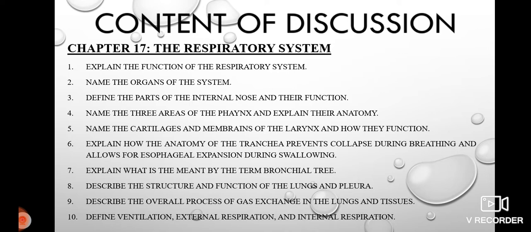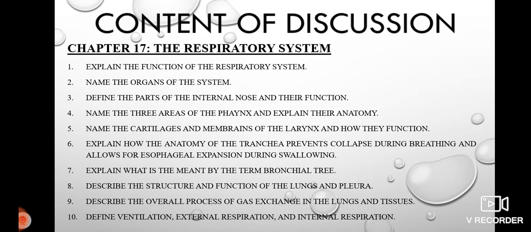The seventh one, explain how the anatomy of the trachea prevents collapse during breathing and allows for esophageal expansion during swallowing. The eighth one, explain what is meant by the term bronchial tree. The ninth one, describe the structure and function of the lungs and pleura. The tenth one, describe the overall process of gas exchange in the lungs and tissues. And the eleventh one, define ventilation, external respiration, and internal respiration.